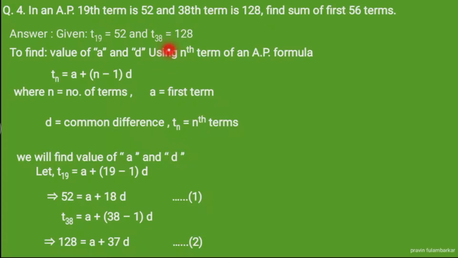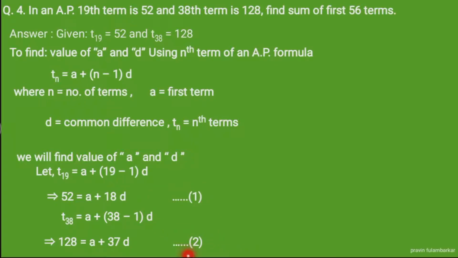Similarly, the second value is given, T38 equals 128. So we replace T38 by 128, A plus 38 minus 1 into D. 38 minus 1, we get 37D. So this is equation number 2. We just replace the value of Tn in this formula according to the terms T19 and T38. So from that we get equation 1 and equation 2.